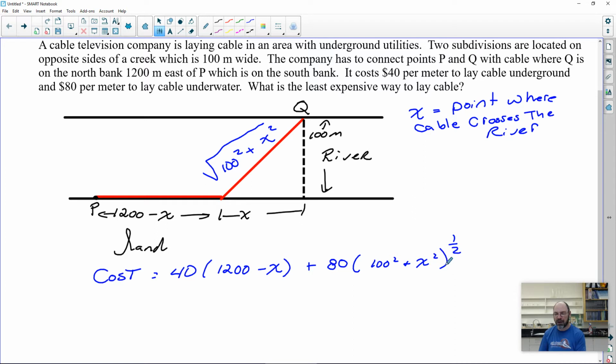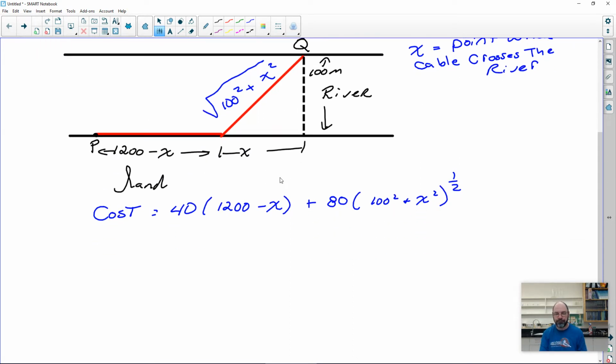Now we want to minimize this. So we're going to have to take the derivative and set this to 0. Take the derivative and set it and solve for x to find out what the distance is where we're going to start crossing the river. And then we can actually get our cost and figure it out. So let's move this down so we get a little more space here. Okay, so the first thing I can do is I can actually expand this part out here to help with our derivative. So 1,200 times 40 is 48,000, I believe.